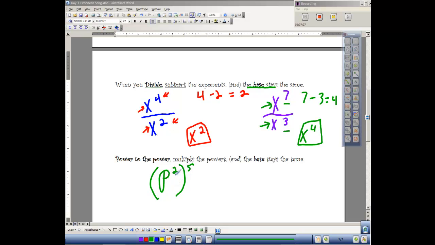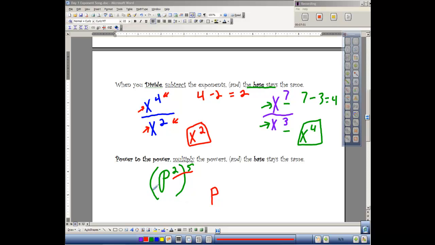So I have p squared to the 5th power. Well, power to a power, right here, that is power to a power. That's what that means. Power to a power, multiply the power, and the base stays the same. I know the base stays the same, so I'm just going to put the p right here.